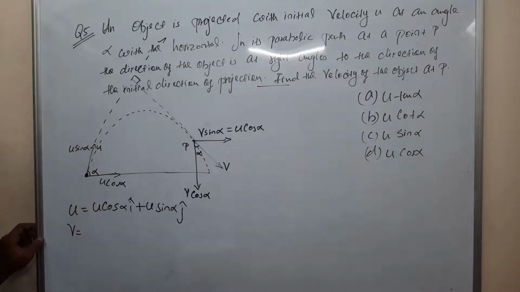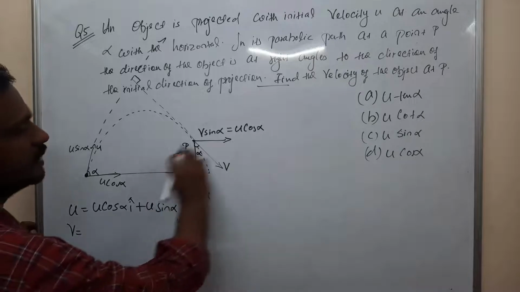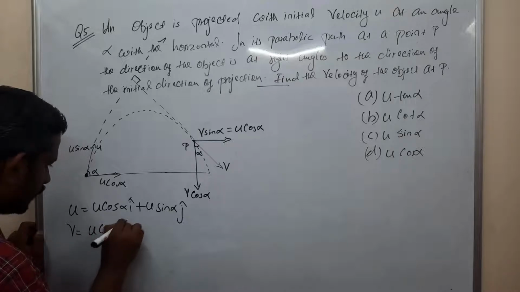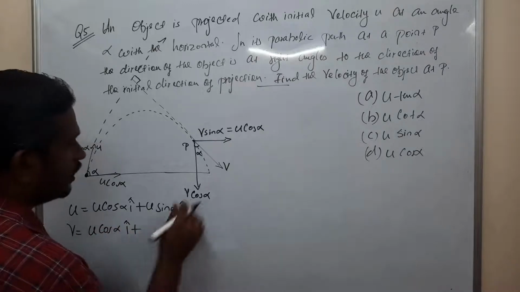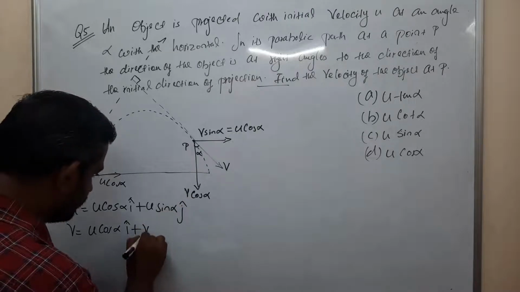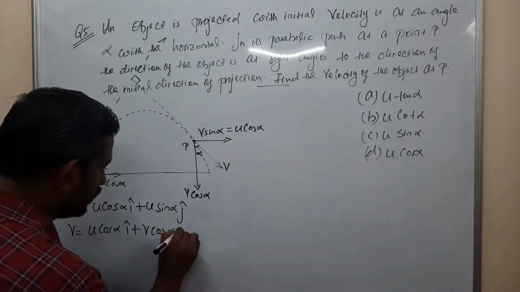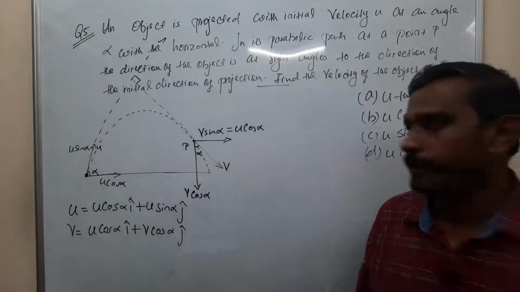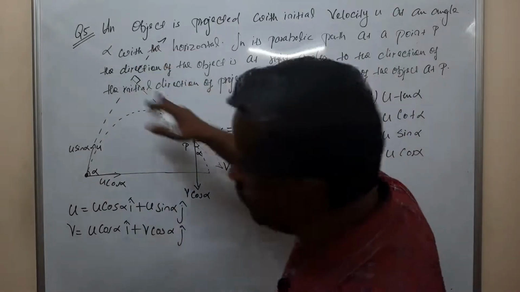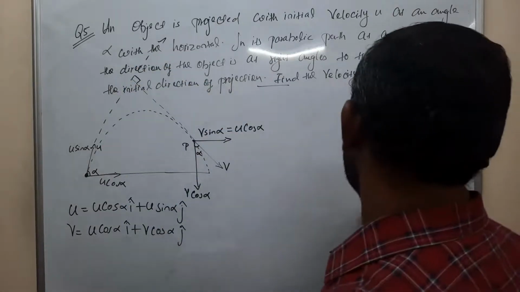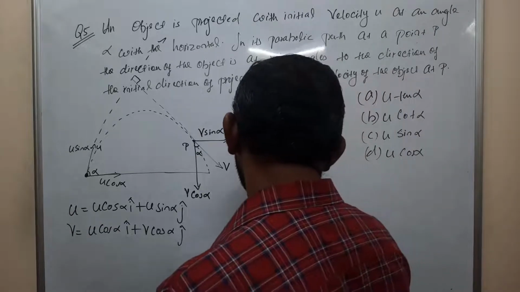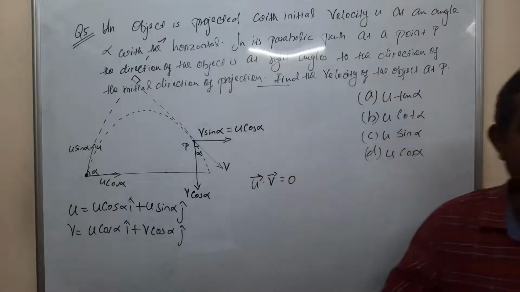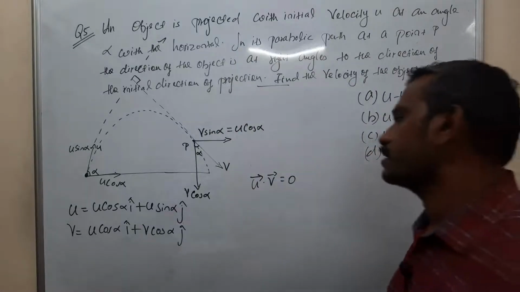So the final velocity v, how can we write, that is the horizontal component, u cos alpha into i cap, plus the vertical component, that is v cos alpha into j cap. So these two vectors are perpendicular. So u vector and v vector are perpendicular to each other, so u vector dot v vector is equal to 0. If two vectors are perpendicular, the dot product is equal to 0.